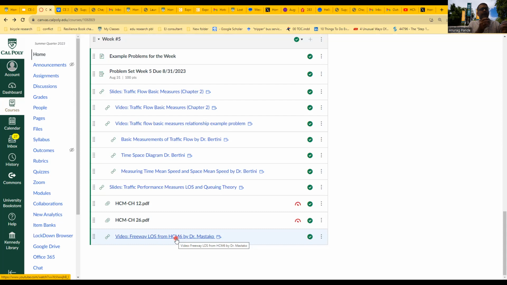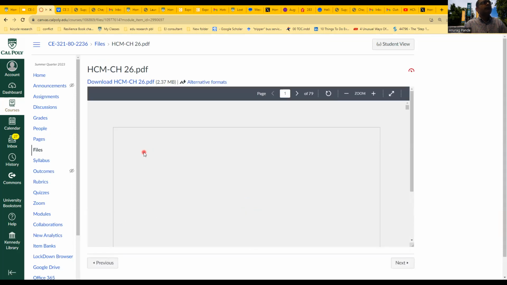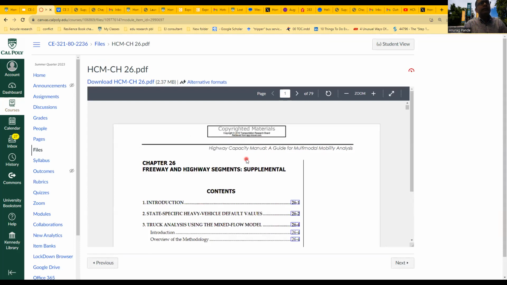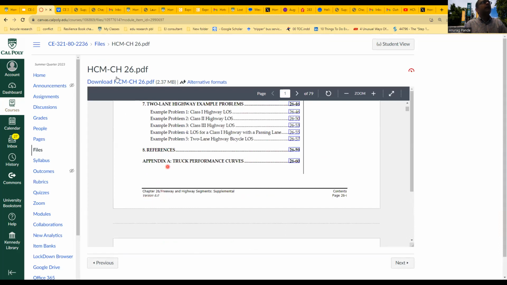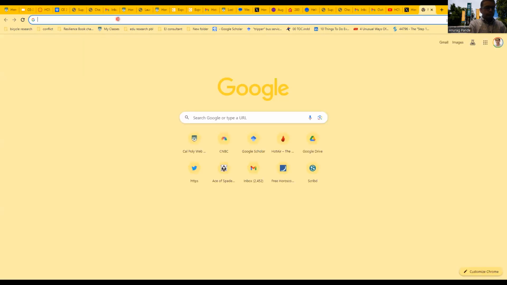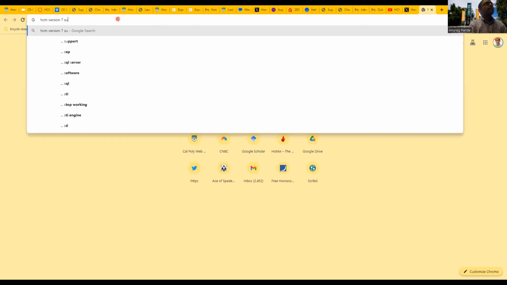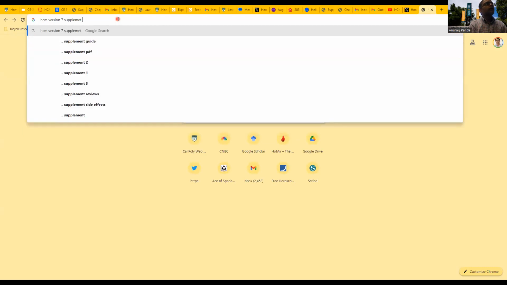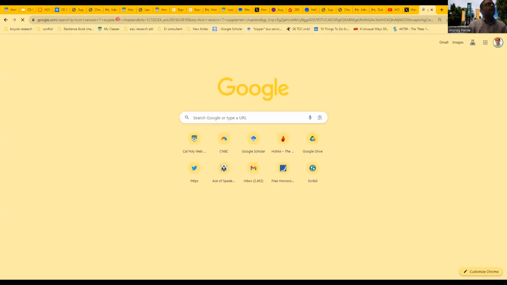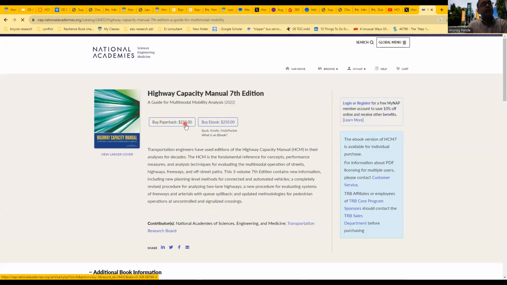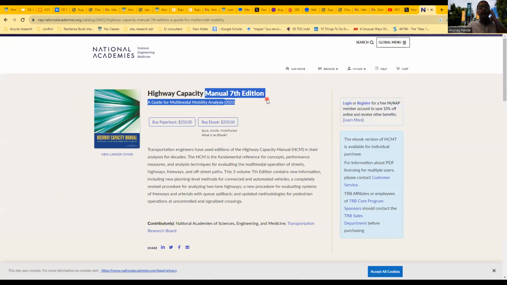One thing I want to quickly note is that these chapters are actually from HCM6, which came out in 2016. If you look at the bottom, it says version 6. You can also search on Google for the 7th edition, and that part is not free. But the 6th and 7th editions are no different when you're talking about freeway level of service, which is what we are dealing with. They're exactly the same.